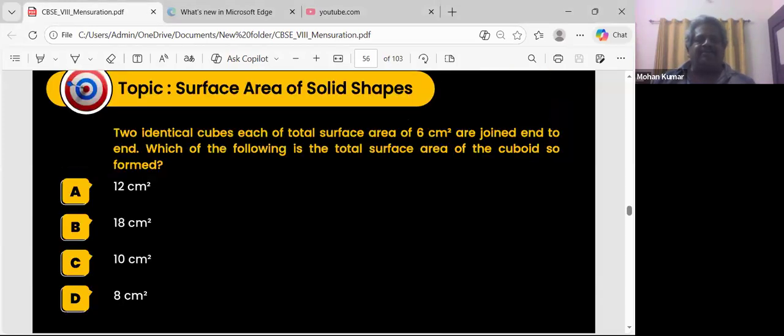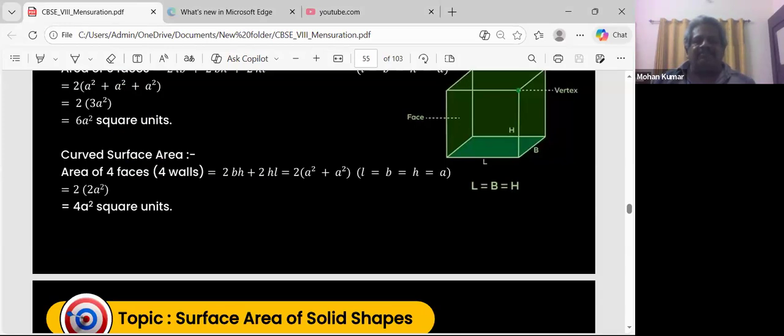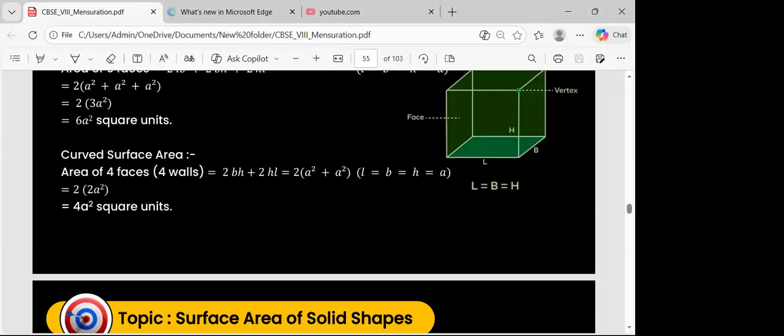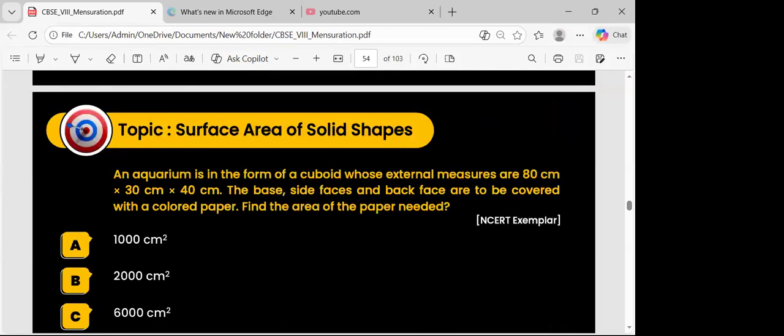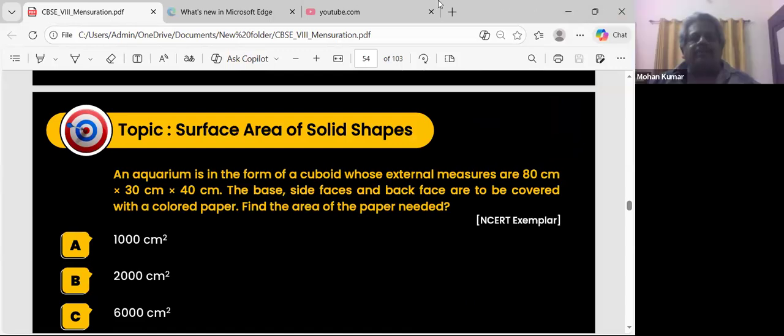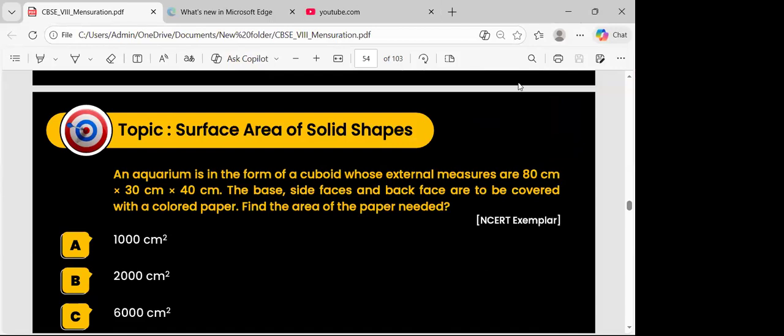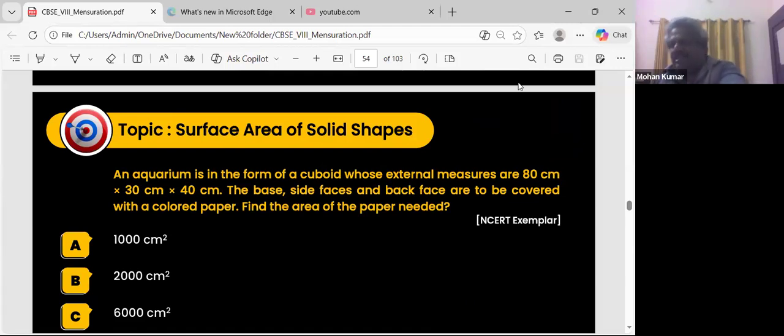So let's come back. Ready, all of you? What is a curved surface area? Can you explain to me? Okay, I'll explain it. Now see, one minute. Can you see me properly? Yes. Okay, now see, I'm going to take my tab here. Can you see the tab?